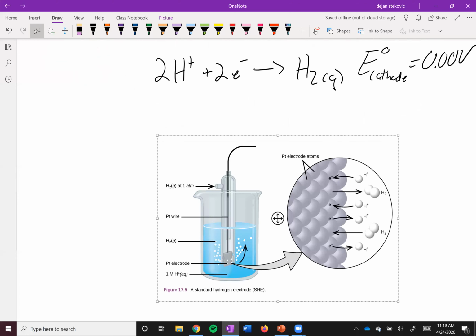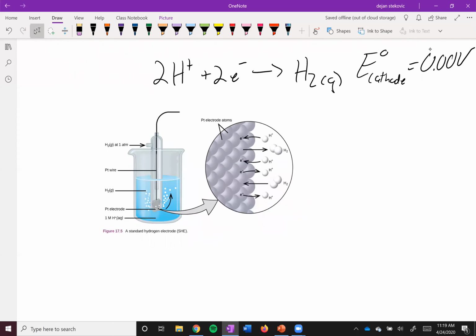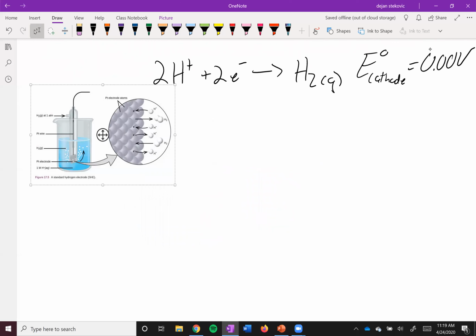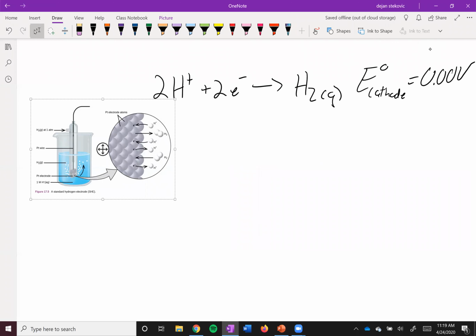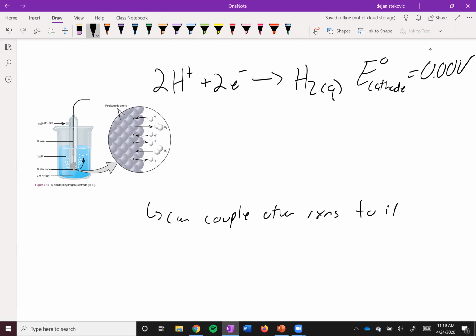So here's a picture of it. You see it's a platinum electrode. You're going from H plus to H2 through reduction. And so what we can do is couple other reactions to it, the other half of the cell, and find the E of the electrodes.